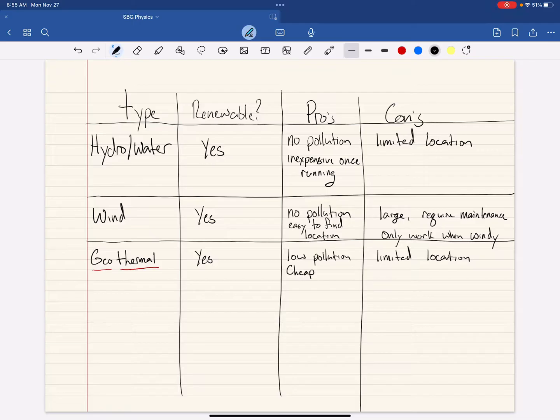Now, our last major type, and I apologize if I said that before, the last major type of renewable that we're going to be dealing with is solar.